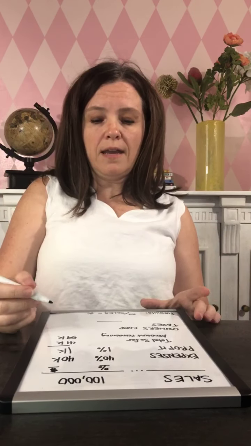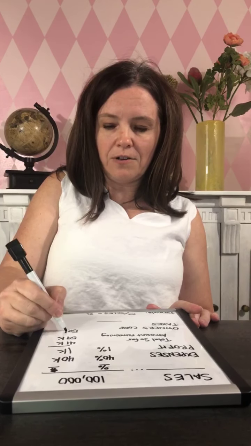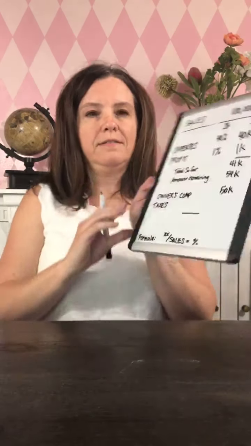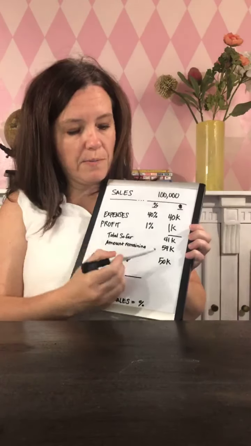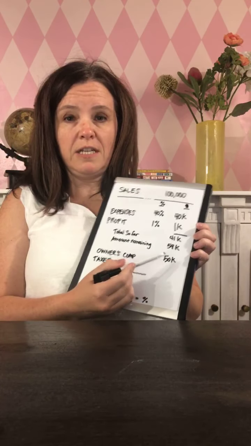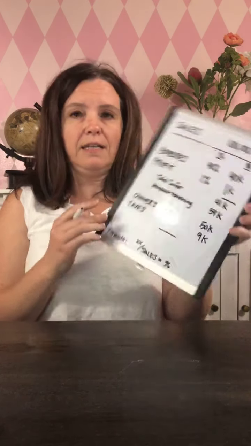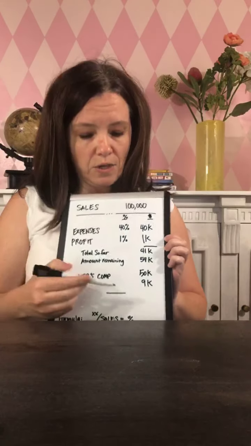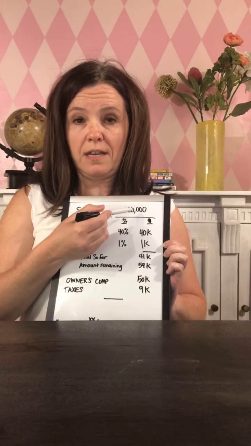In my example, I decided that I need $5,000 every month to go towards my owner's comp. So I decided I needed $50,000 a year. Remember we have $59,000 left, so I took $50,000 here. That means that I have $9,000 left that I'm going to allocate to my taxes. So I've now used up all of my $100,000 sales cake in terms of dollars.